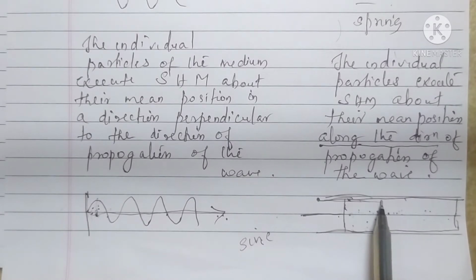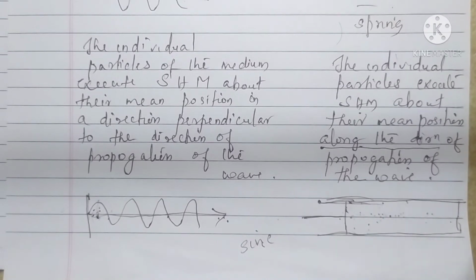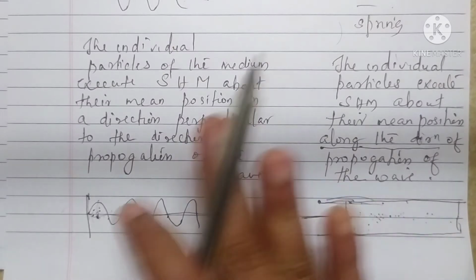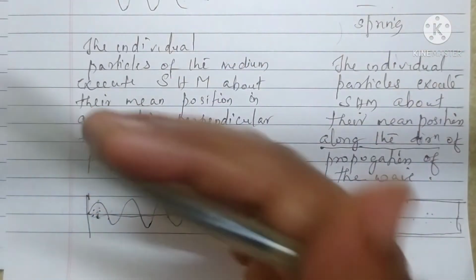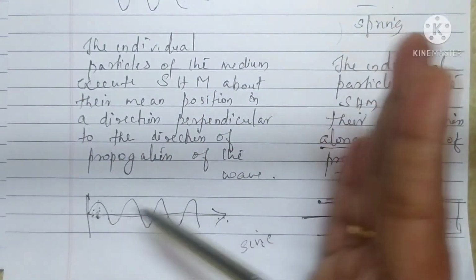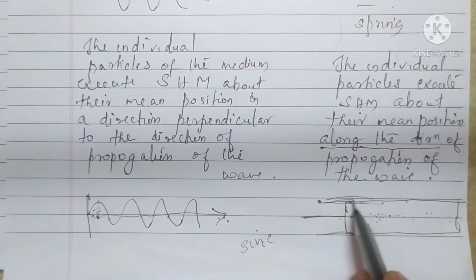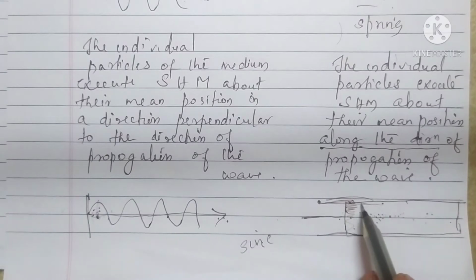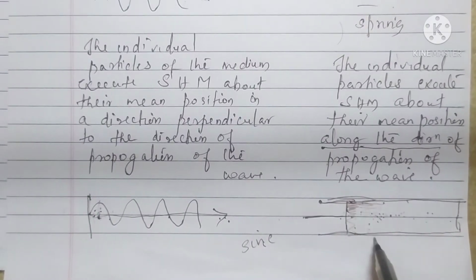Understood? Resulting in a temporary reduction in the volume and consequent increase in density. Understood? Here the propagation is parallel like this way. Here it is perpendicular to the direction of propagation. Here in this way it is propagating. That means in some area it is getting compressed. In some area it is getting rarefied.